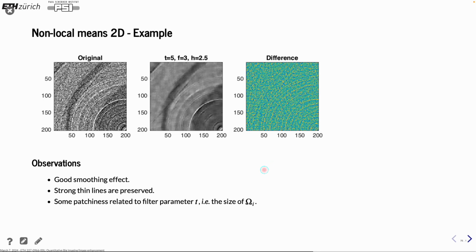You have the original image, and then after applying this non-local means filter, you can really get very smooth results. It's not capable of taking out the ring artifacts. They are actually more or less enhanced. But it's pretty good. It's also implemented in some commercial software. And you can get some patchiness when you run this filter.